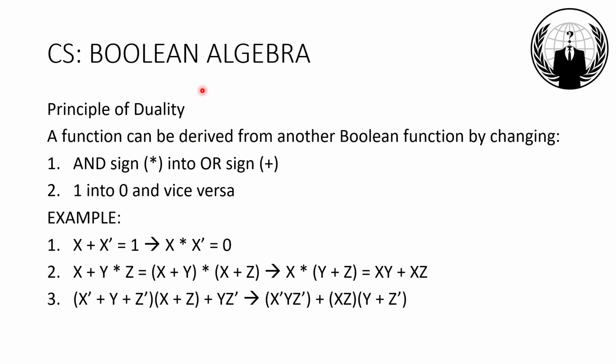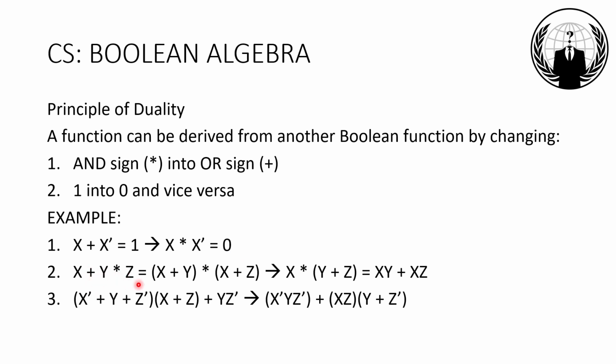Now here is the principle of duality. The principle of duality states that a function can be derived from another Boolean function by changing AND sign into OR sign, 1 into 0, and vice versa. If the AND sign is present in the Boolean function, it will be converted into OR sign to find its dual, and 1 into 0. Like we can see in the example, it is the complement law: x plus x complement is equal to 1, which has been converted into x times x complement is equal to 0. In this case, plus has been changed into multiply sign and 1 has been changed into 0.